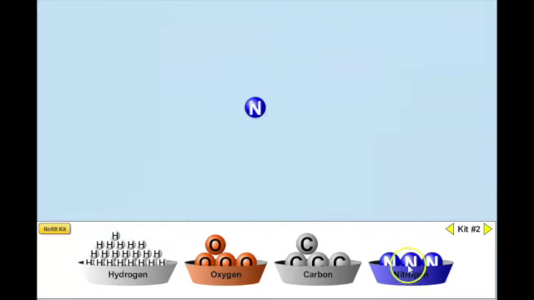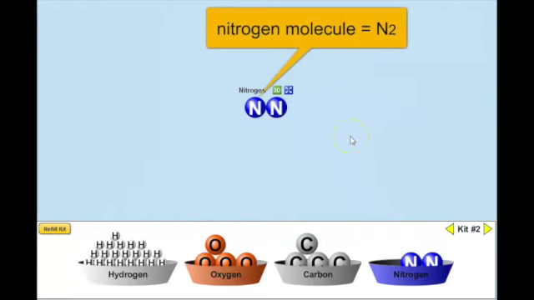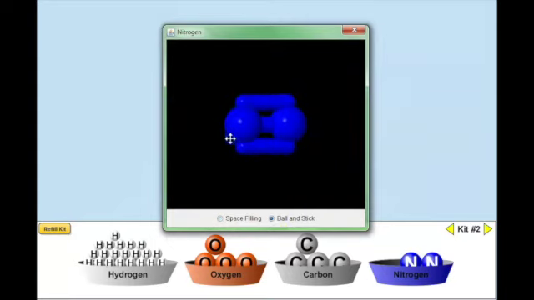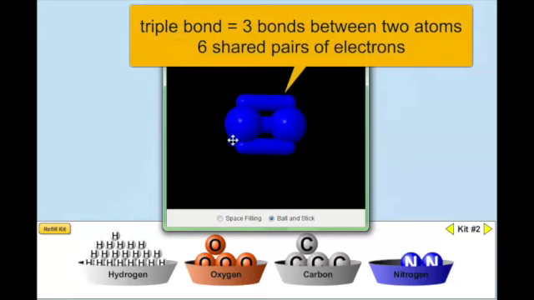So here's another example of two atoms bonded. This is nitrogen, or N2. It's another molecular element like oxygen. And this in 2D is just two nitrogens. But in 3 dimensions, you can see this is the nitrogen molecule, N2. And looking at the bonds here, this is a triple bond. There are 3 bonds connecting those two nitrogen atoms.